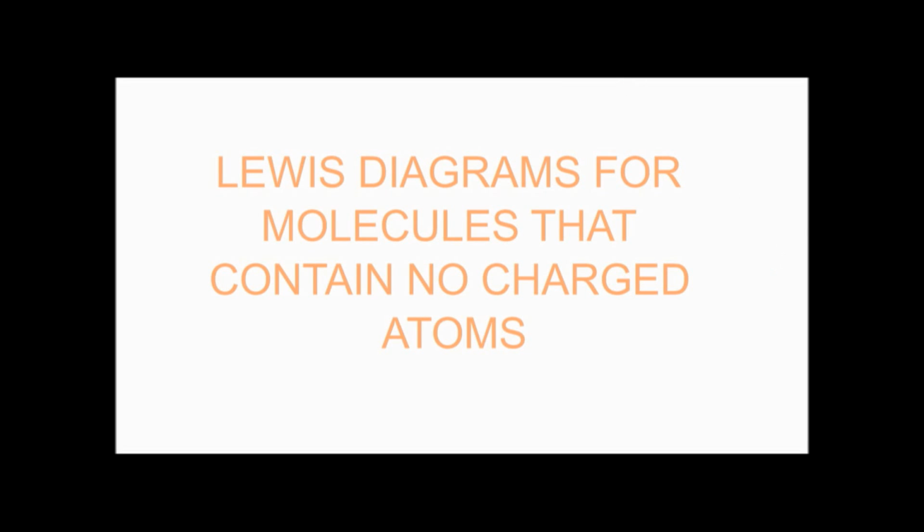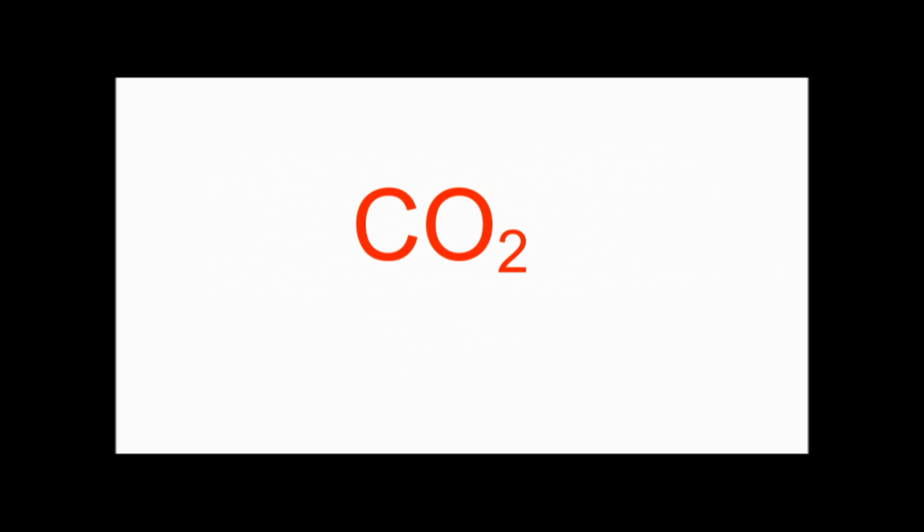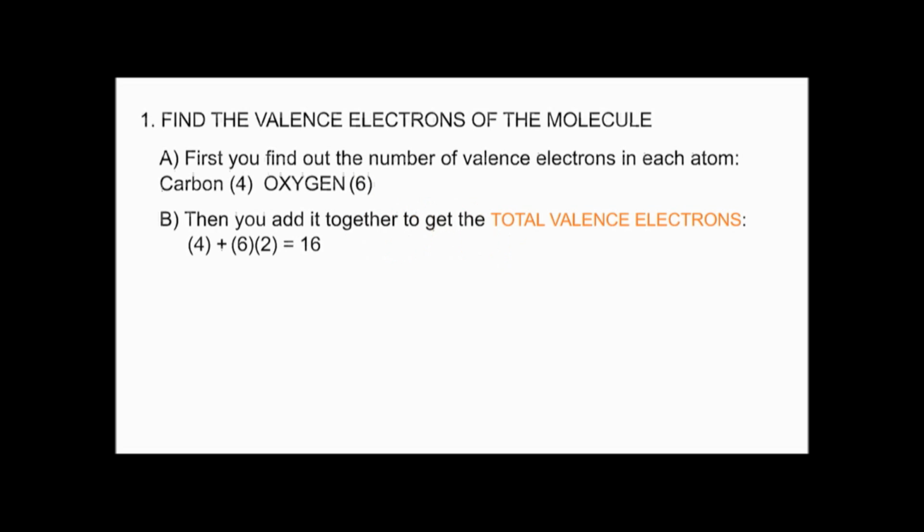Today we're going to be teaching you guys about Lewis diagrams for molecules that contain no charged atoms. We're going to be using the example of CO2, which is also called carbon dioxide. It contains one carbon atom and two oxygen atoms.